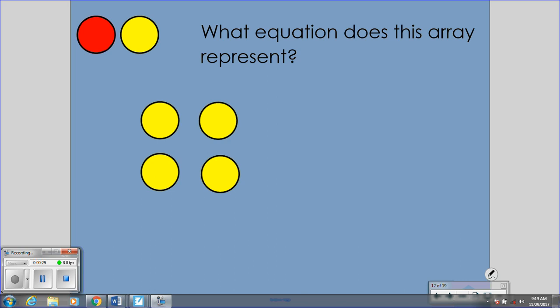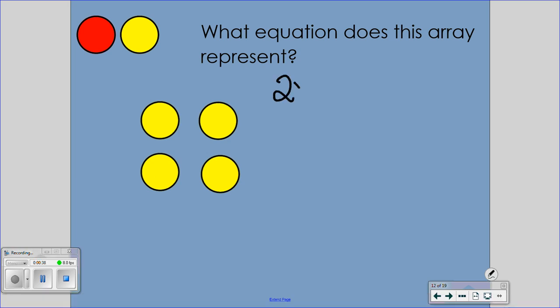Susie? I don't know. I have an array. I need to know what that is. This array represents 2 times 2, which we could say 2 groups of 2, 2 skip counted 2 times. What's the product of 2 times 2? Cheyenne?